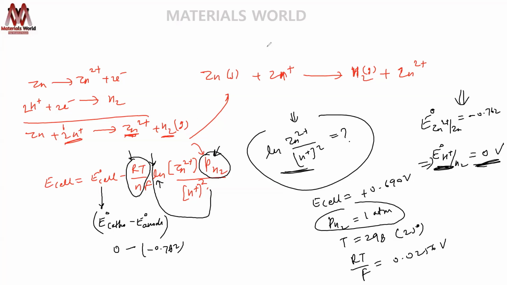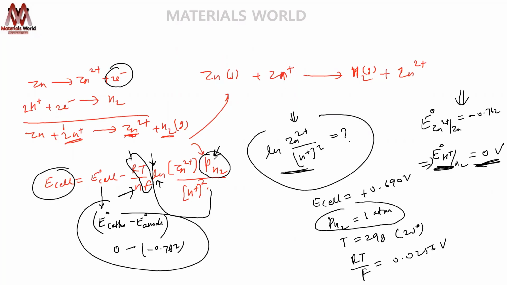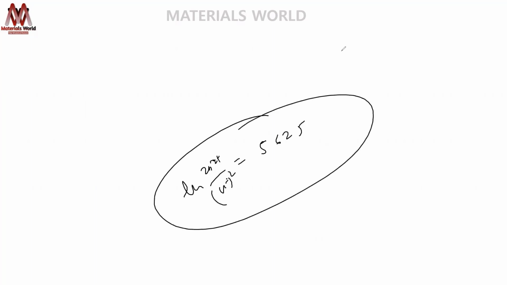0.762. Right? RT by F is already given, and n is 2 electrons. E cell is already given. This you can already calculate. How much will you get for the ln? 5.625. Okay, ln of Zn2+ by H+ squared. Now this is your answer.